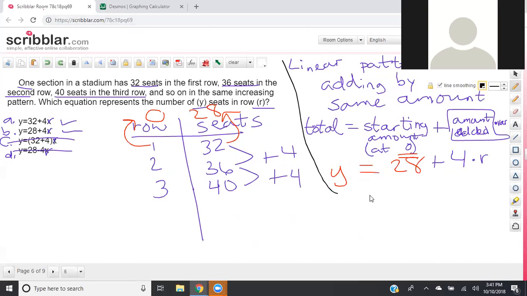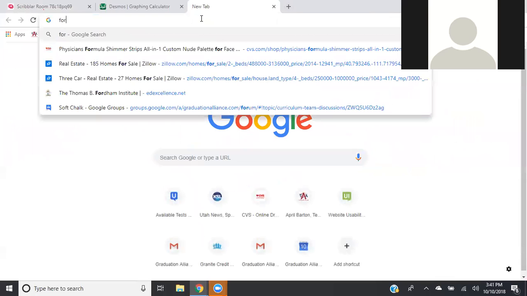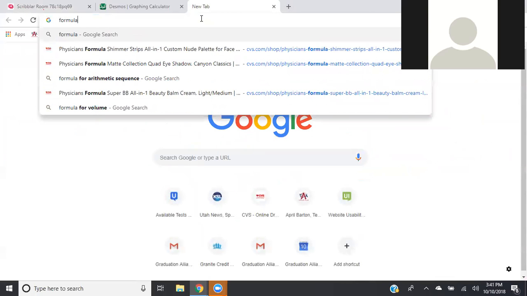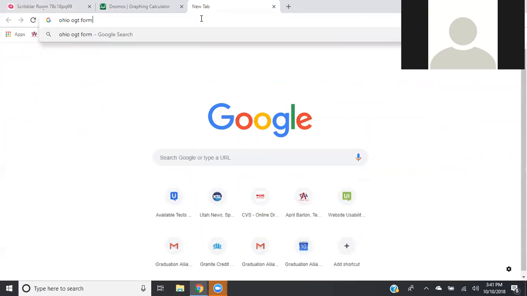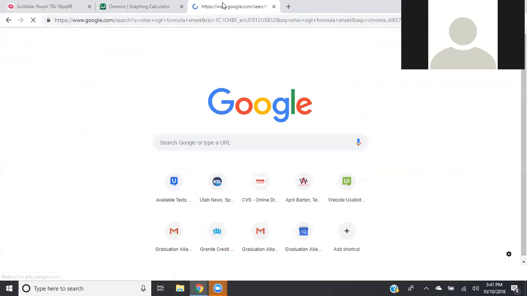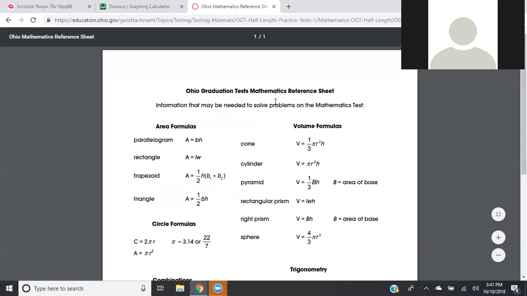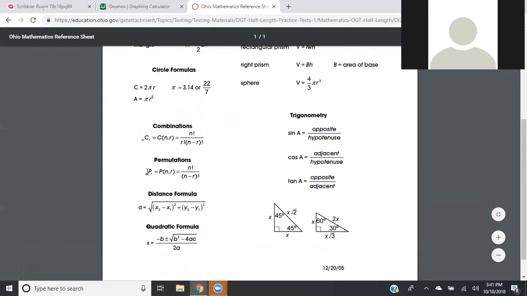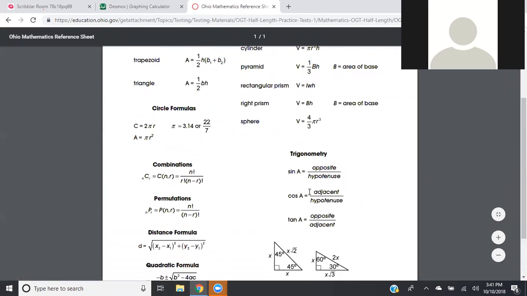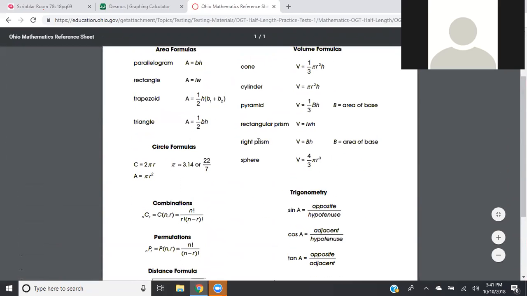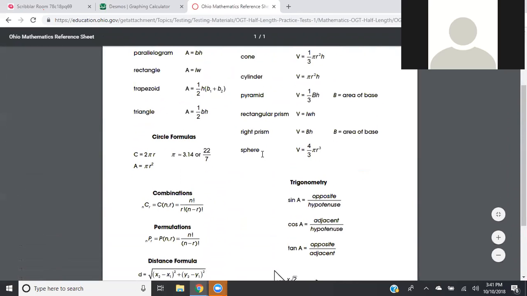Do they give you a formula sheet? Now that it's online, I believe you'll probably just be able to pull it up. But if you want to look at it beforehand, you definitely will get it in some form or the other. I'm pretty sure it'll just be something you can click on the computer. If you want to see all the things on it, just Google Ohio OGT formula sheet, and it'll be one of the first ones.